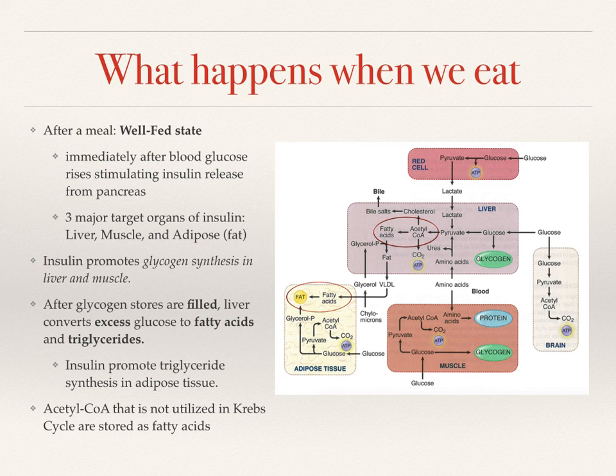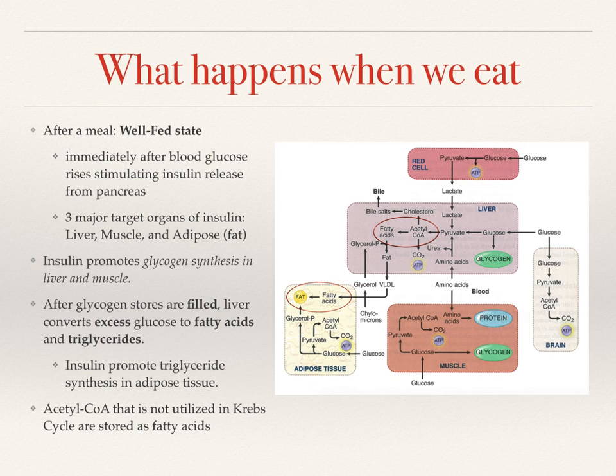As the glucose that we've taken in is converted into glycogen, which is the storage molecule for the sugar, once all of those stores have been replenished, any extra glucose that's left over will be converted through a set of pathways into fatty acids and triglycerides. Insulin promotes triglyceride synthesis in the adipose tissue. So acetyl-CoA that is not utilized in the Krebs cycle will also be stored as a fatty acid.